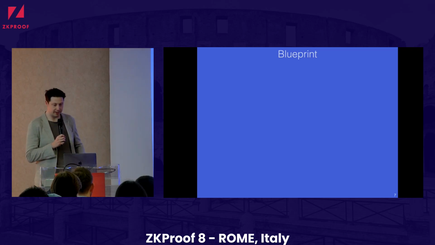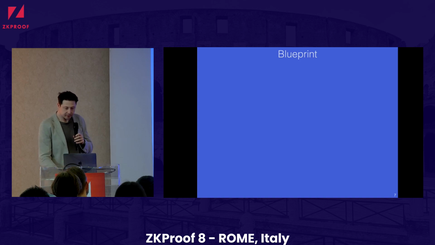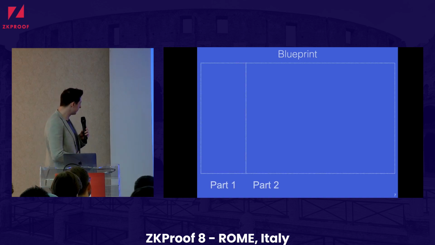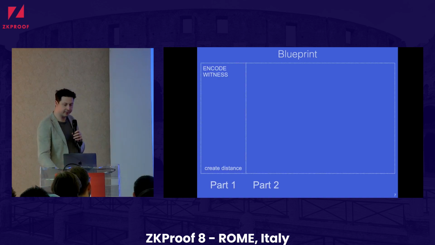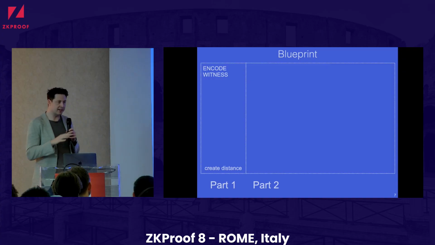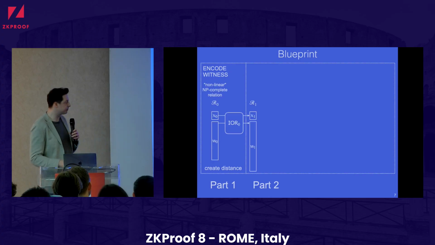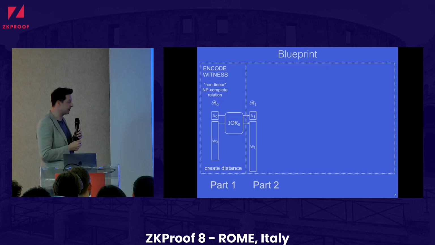So my aspiration is to go through this blueprint. We're going to have two parts to this talk. In the first part, I'm going to explain what used to be, in the old blueprint for algebraic constructions, the arithmetization. But today, I think it looks more like just a combinatorial encoding of the witness. I'm going to show how, using an IOR, we can start from some well-chosen NP-complete relation.